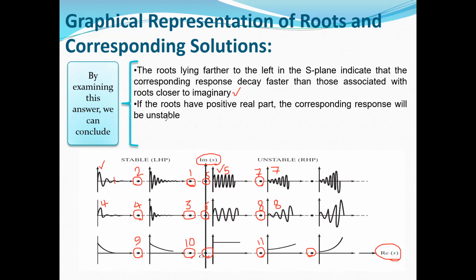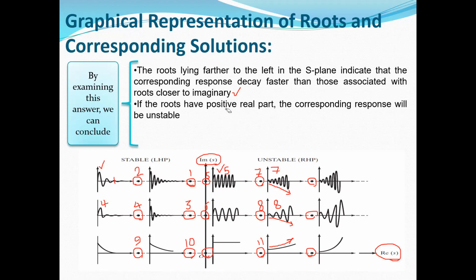The second point is, if the roots have a positive real part, the corresponding response will be unstable. What does it mean when we talk about an unstable system? It means that the amplitude of the response will increase without any bound. For example, in case 7 and case 8, you can see that by increasing the time, the amplitude of the response is increasing. Also for point 11, although there is no vibrating motion, the amplitude of the response is increasing. We have the same scenario for this point and this point, because all of them have a positive real part.